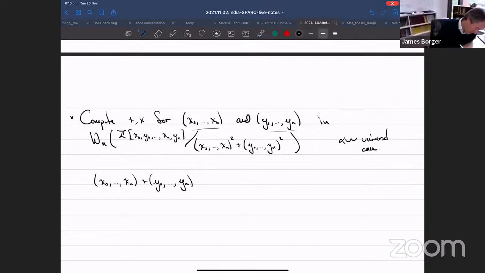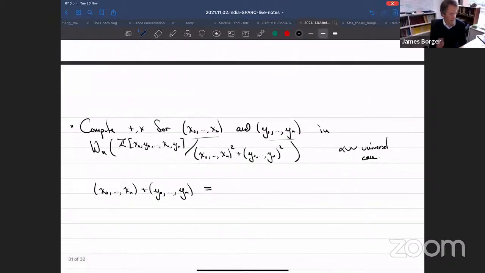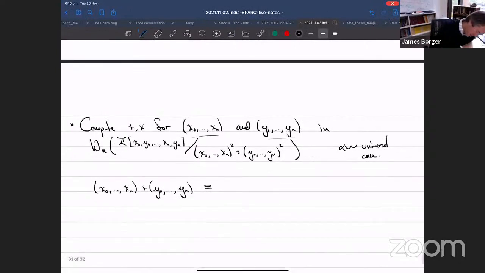Okay, so here's what we do. Since the ghost map is injective, I'll just view the Witt vector ring as a subring of the ghost component ring. So I'll just say this is equal to, slight abuse of notation, the image of these x's under the ghost map.